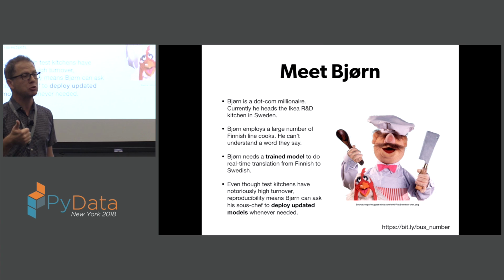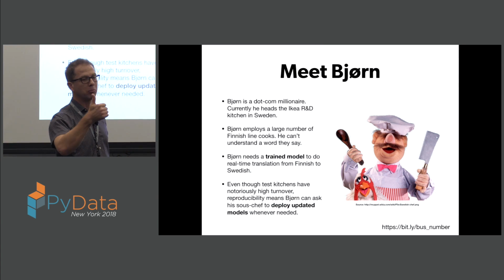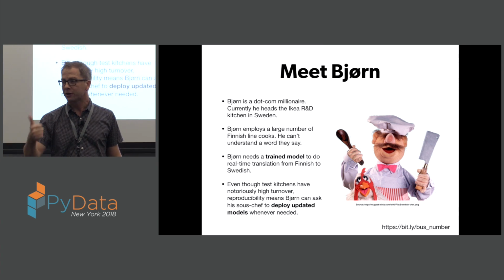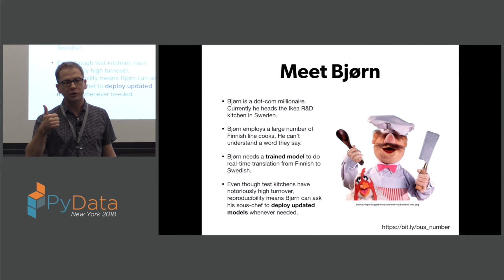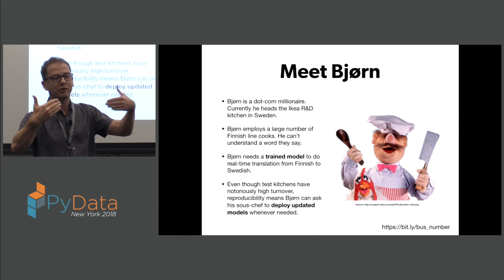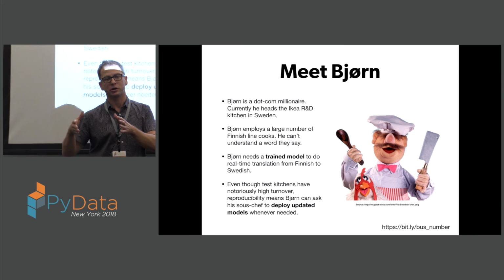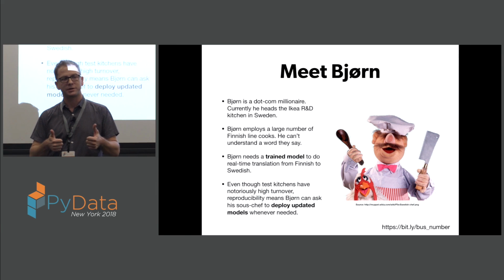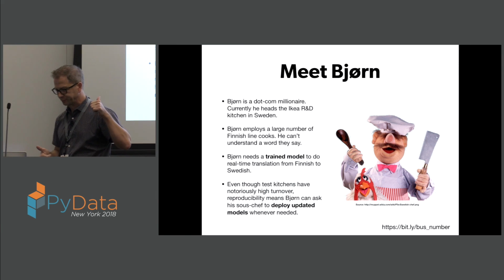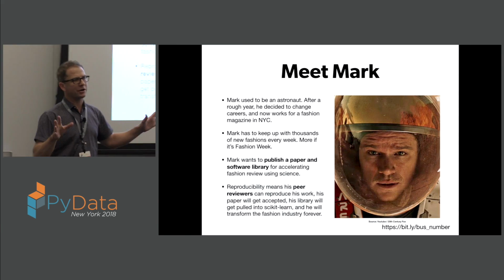Reproducible data science means you don't have to maintain that model forever. You can hand it off to your colleagues. Your colleagues are going to love you. Your employer is going to love you. Your employer is going to have the kind of consistency they need to continue doing their jobs, even if you move on to a better job. Reproducible data science is very good for people like Bjorn. Here's another character you might see yourself in.